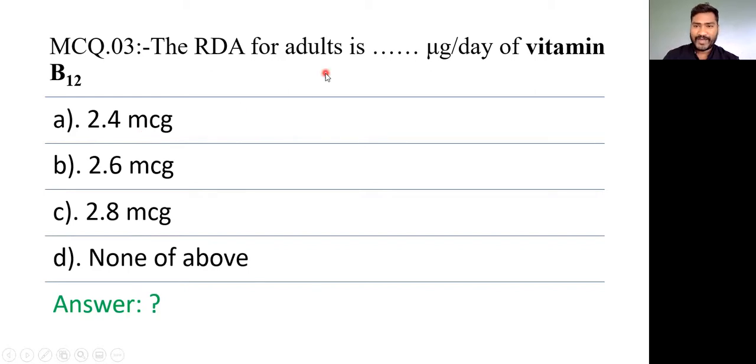You people have to remember the daily requirements of the vitamins, as there might be questions on this in your examination. The answer will be 2.4 micrograms, which is the daily requirement for adults. And you have to remember the other options also: the requirement in pregnancy, and the last one in the lactating mother.